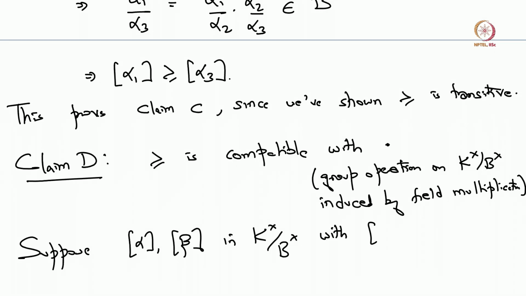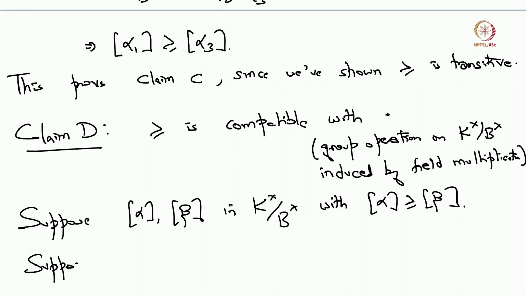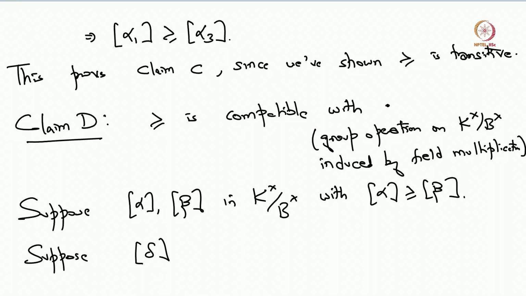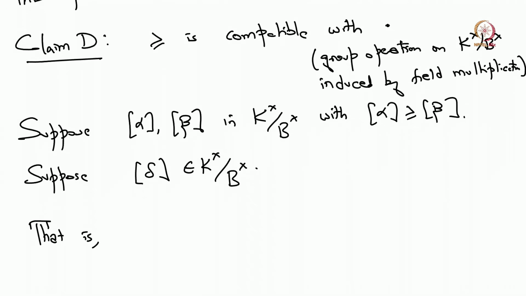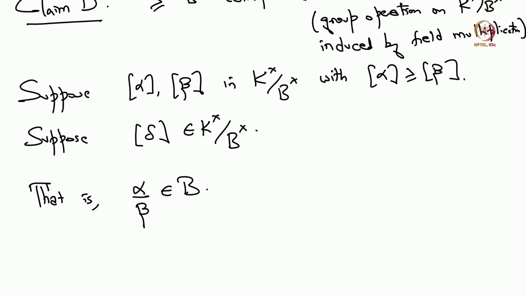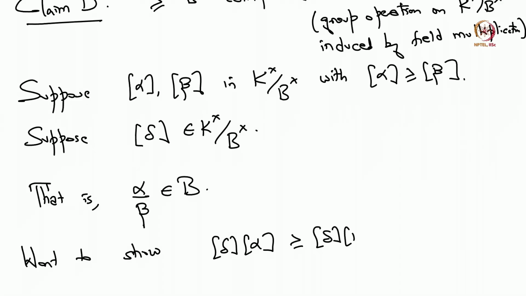property that alpha is larger than or equal to beta, and you take some random element, let's call it delta, square brackets delta in K cross mod B cross. Now again, what does it mean for alpha to be larger than or equal to beta? It means that you choose lifts of the square bracket alpha, square bracket beta. You take the ratio alpha over beta that belongs to B. And now what do we want to show? That if you multiply delta with alpha, you get that that's larger than or equal to delta times beta.